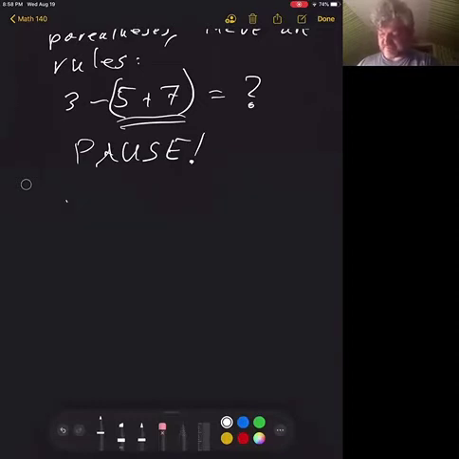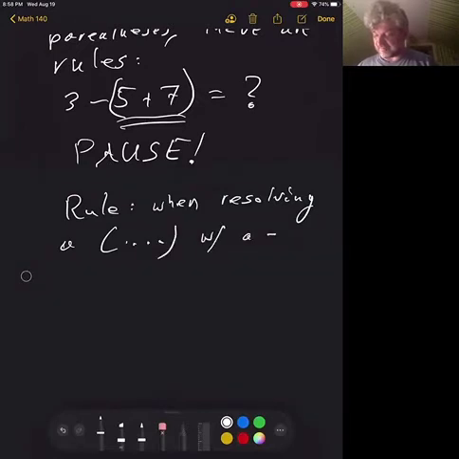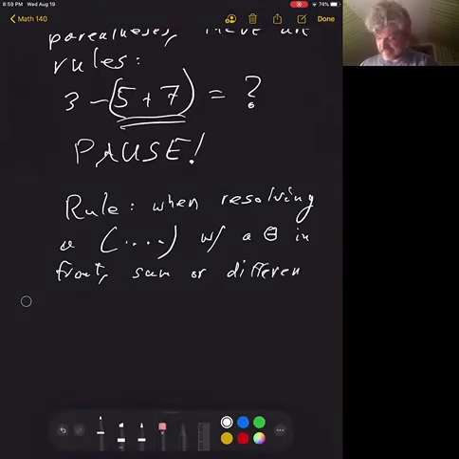My rule that I have come up with, which will work for every possible example like this, when resolving a parenthesis with a minus sign in front and a sum or difference inside. You can do that, but you need to flip all the signs inside.